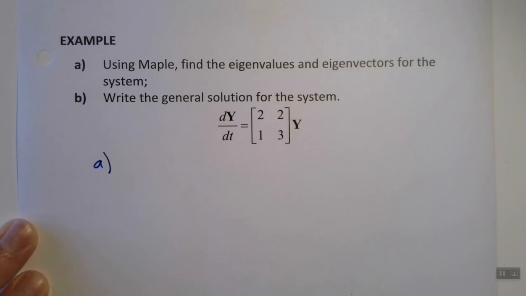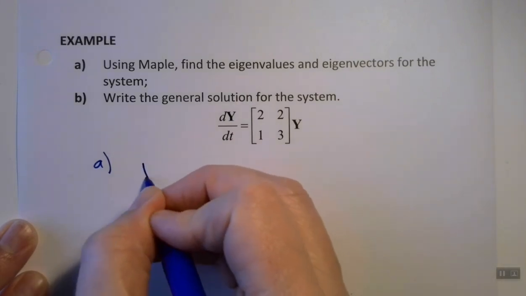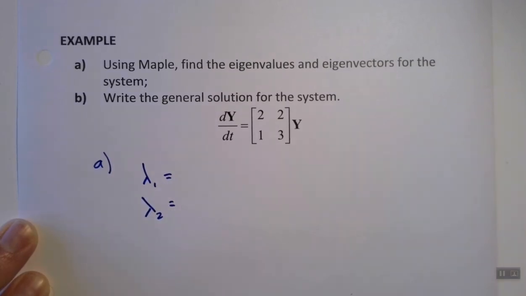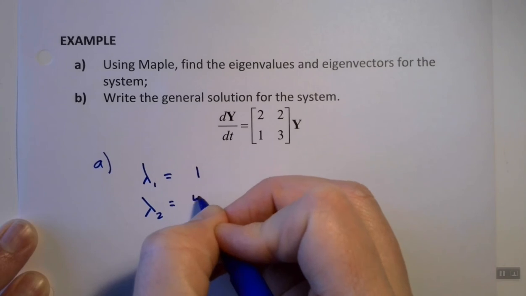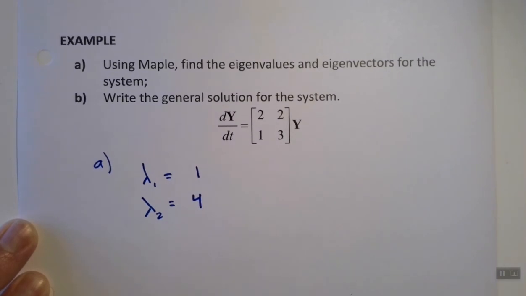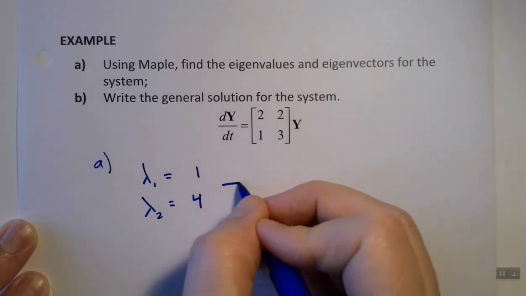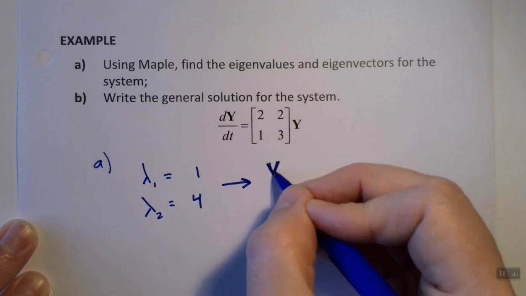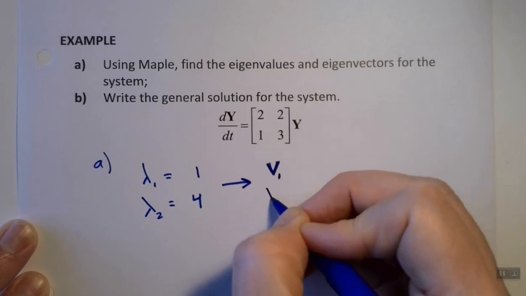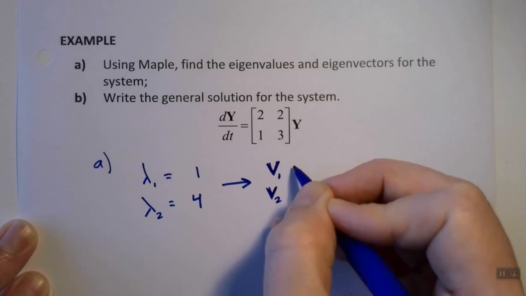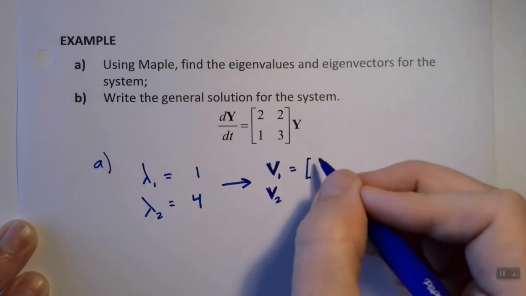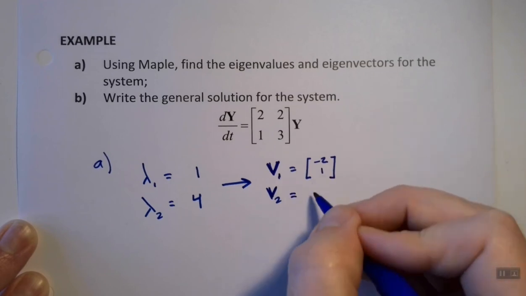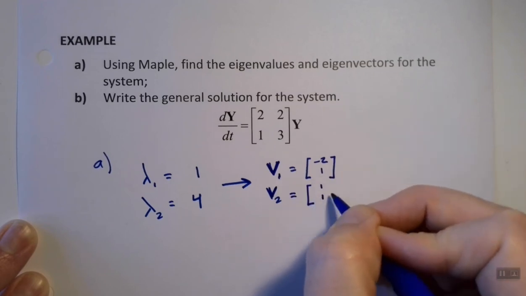It's good practice. So using Maple, we find out that lambda 1 and lambda 2 have particular values. I'm going to go with 1 and 4 in that order. You may find them in the opposite order, but it doesn't really matter as long as you're keeping them straight. And so that means we've got two eigenvectors. One eigenvector is -2, 1. The other eigenvector, should look kind of familiar by now, is 1, 1.